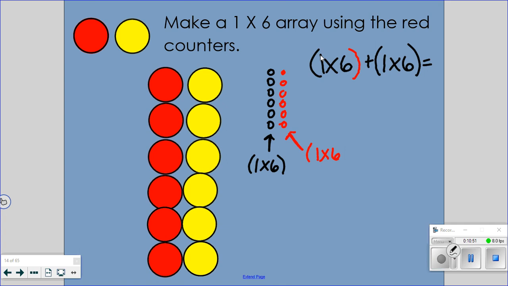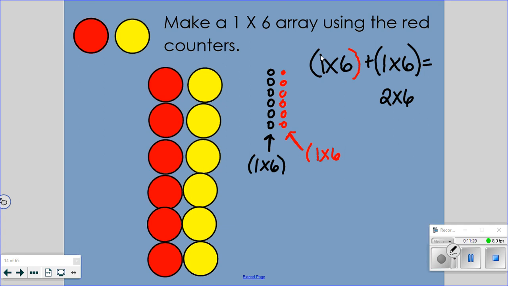Well, if I have one group of 6 and I add another group of 6, how many groups of 6 do I have? 2. 2 groups of 6. Look at that crazy fancy equation you just wrote. Fancy. Oh, this is 16. Try that one more time. Not 16. There you go.